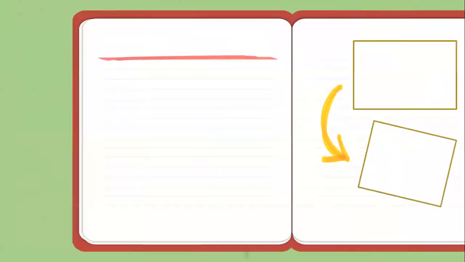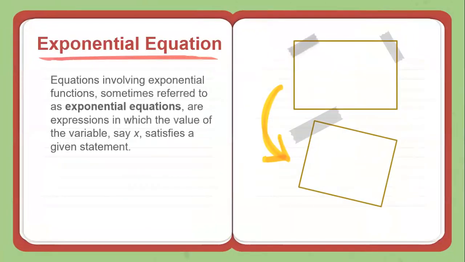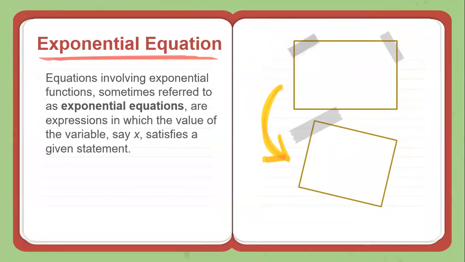What is an exponential equation? So, equations involving exponential functions, sometimes referred to as exponential equations, are expressions in which the value of the variable, say x, satisfies a given statement. For example, we have 4 raised to x is equal to 13, and 1/5 raised to x plus 2 is equal to 15,625 raised to 2x minus 7.